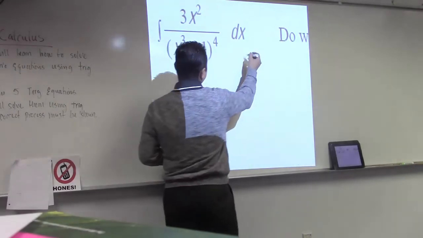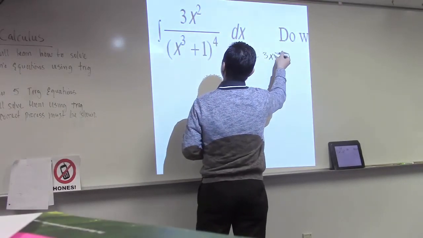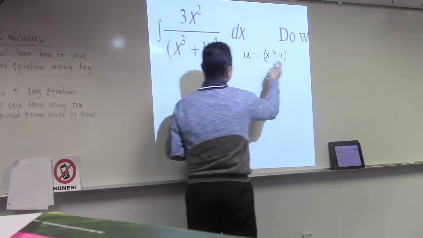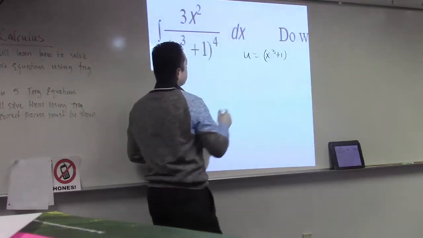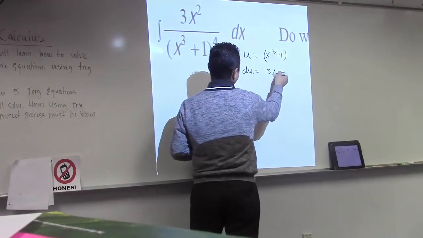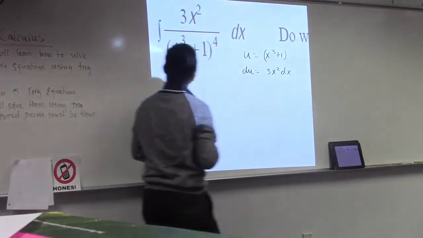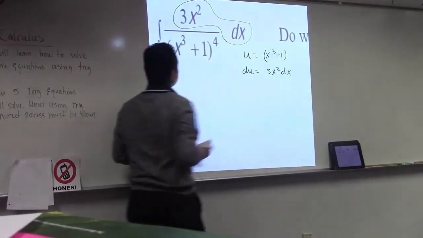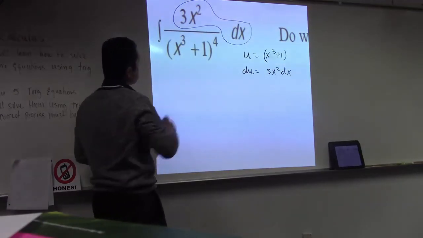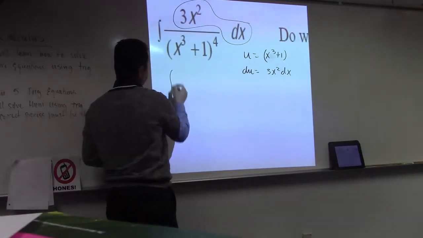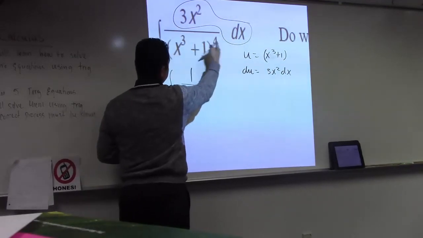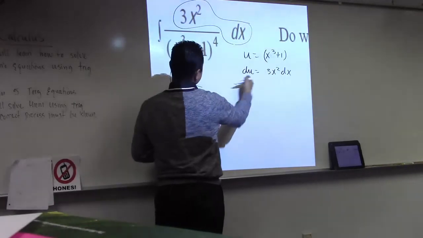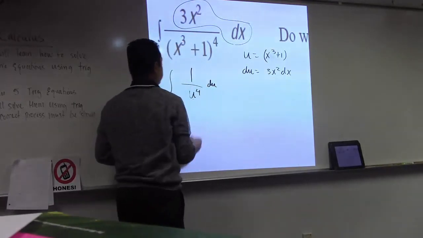So let u equal to 3x, x cubed plus 1. Do notice that I put that in parentheses there. So du equals 3x squared dx. Sometimes you will see me doing something like this. There it is. And there's a 1 at the top, this whole thing. So that's 1 over u to the 4th. And that is nothing more than a du. Move this to the numerator.